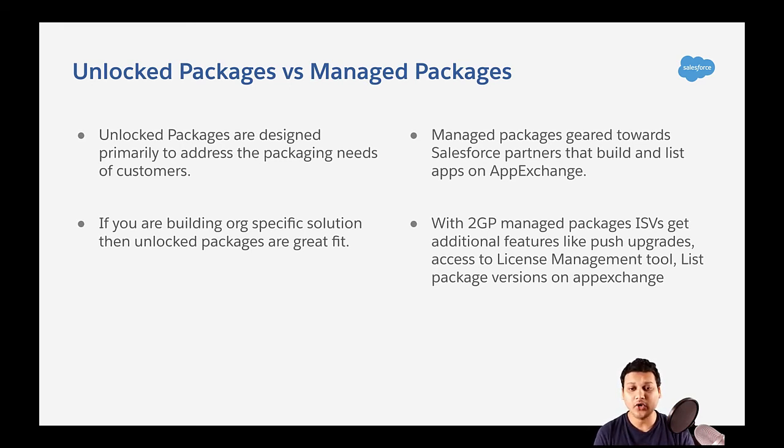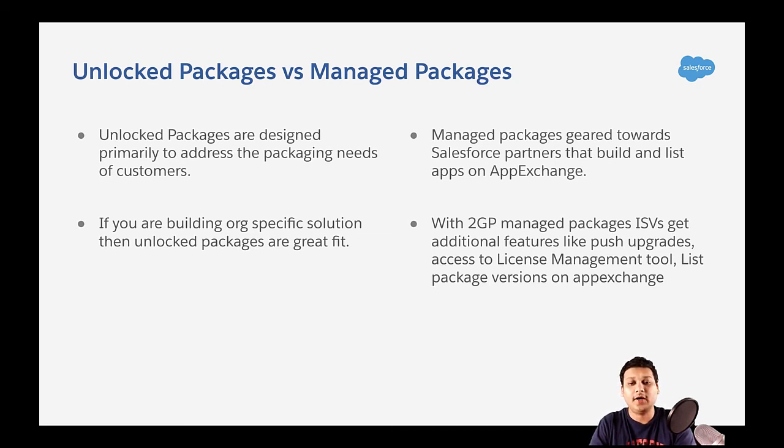One key difference between unlocked packages and managed packages is that managed packages in Salesforce have IP protection built into them. So they are primarily meant to be deployed to multiple Salesforce environments, while unlocked packages are primarily designed to address the packaging needs of enterprise customers. So if you're building an org-specific solution, then unlocked packages are a great fit. While with 2GP managed packages, which are meant for ISVs, you get additional features like push upgrades, the ability to manage licenses using a tool called LMA, and listing various package versions on AppExchange.